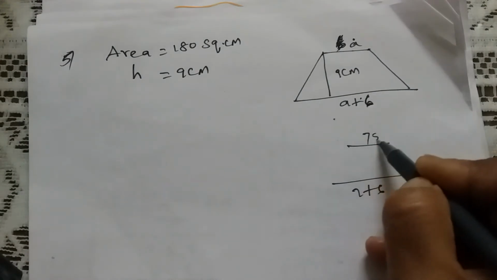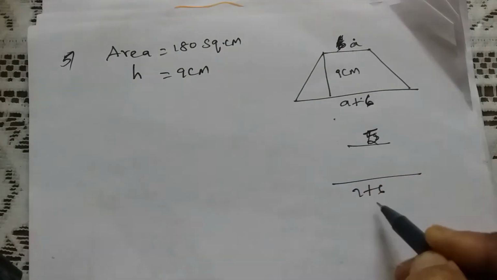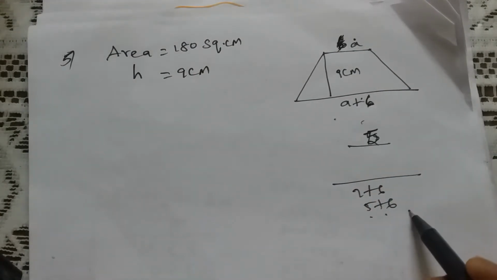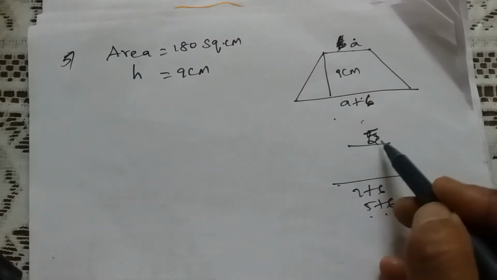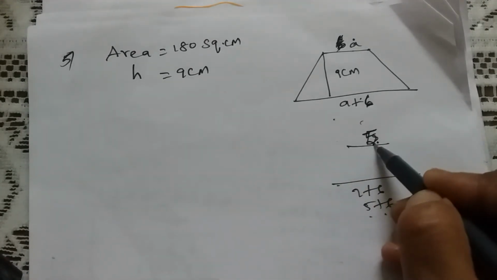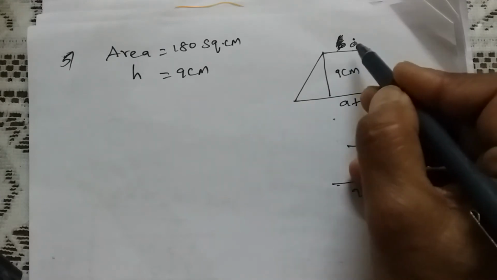If this is 5, then this will be 5 plus 6. If this is 8, this will be 8 plus 6. So one parallel side is 6 centimeter longer, meaning more than the other side. We don't know how much this is, so we'll take it as A.